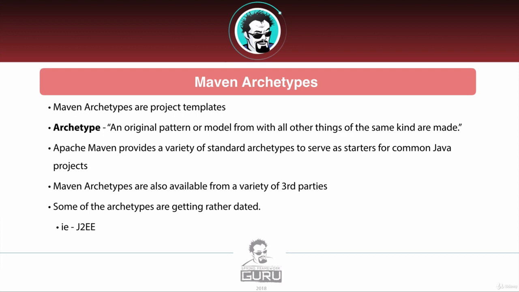And the ones supplied by Maven are getting rather dated. They actually have one for J2EE. So J2EE was retired roughly a decade ago. And I like to warn new developers, if they see an employer advertising for J2EE, it's probably a good idea to run away, because if they are actually using J2EE, that is an environment that is rather static and is a good place for careers to go to die rather than to thrive.